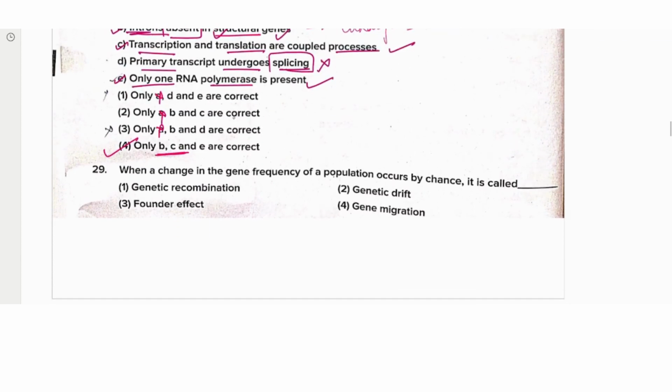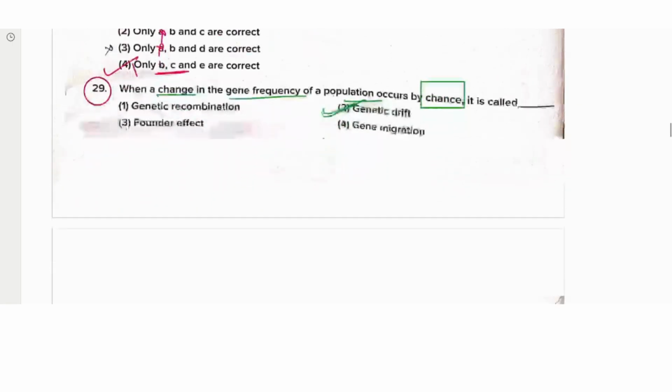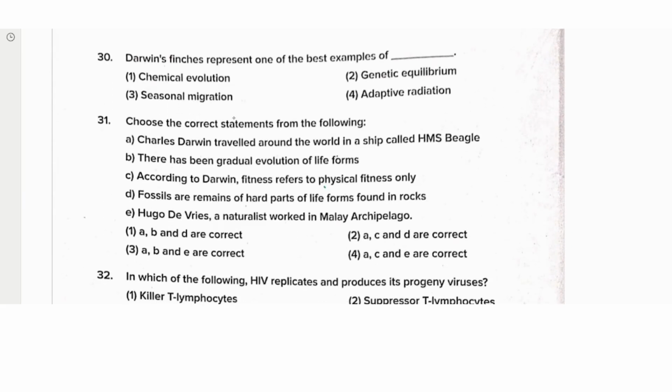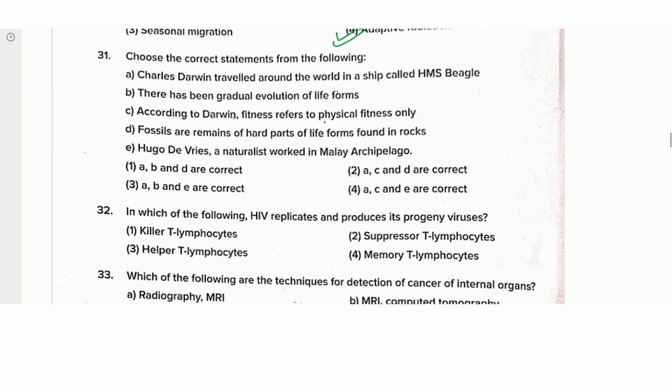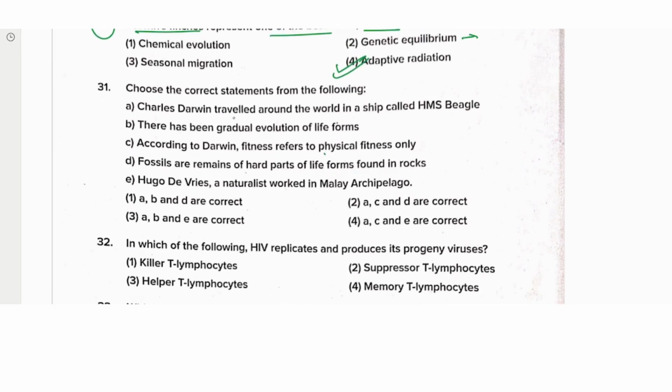Then a very simple question again for you. When a change in the gene frequency of a population occurs by chance, it means genetic drift. Very simple, you know. Next, question number 30: Darwin's finches represent the best example of what? It was adaptive radiation. Genetic equilibrium we have seen as the Hardy-Weinberg equilibrium.